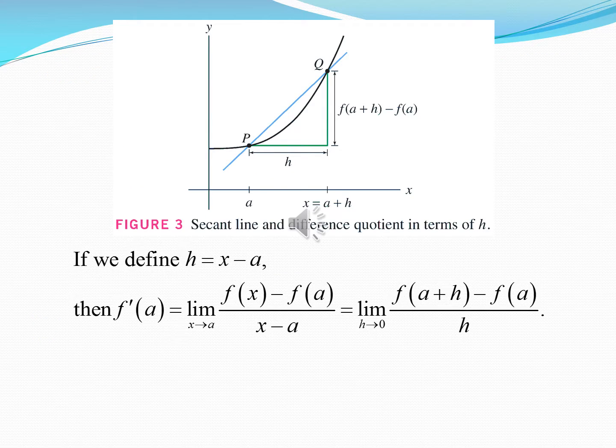Again, the secant line turns into the tangent line, and the limit of the secant line is called the derivative. So when finding the derivative at point a, we call that f prime of a, equal to the limit of f of x minus f of a over x minus a as x goes to a. Equivalently, the limit as h goes to 0 of f of a plus h minus f of a over h.